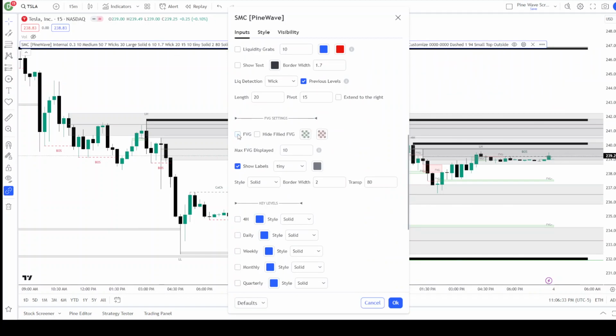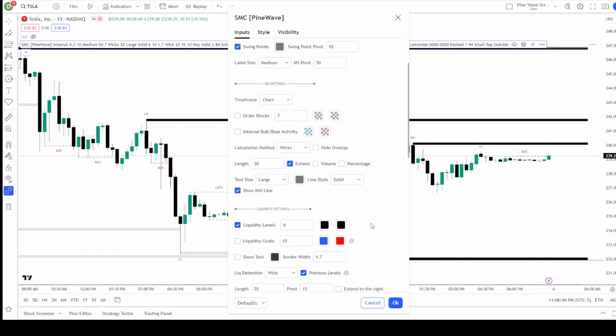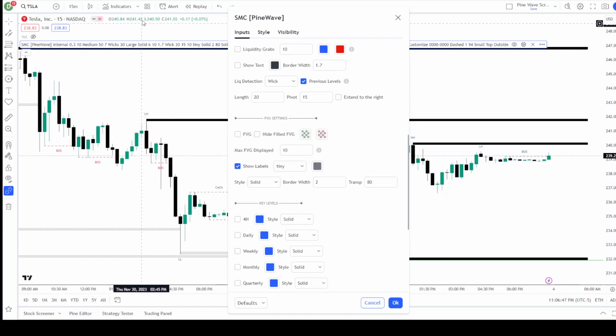So I'm going to take those off because, again, it is creating a lot of noise, a lot of stuff going on the chart. I'm also going to take off the order blocks just so we can see things better. Okay, so the order blocks are gone.